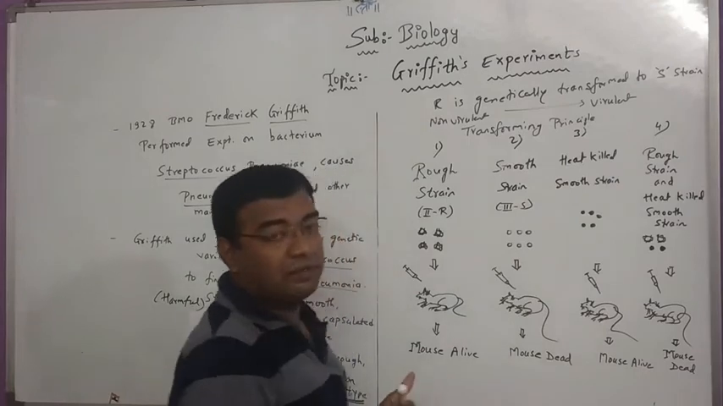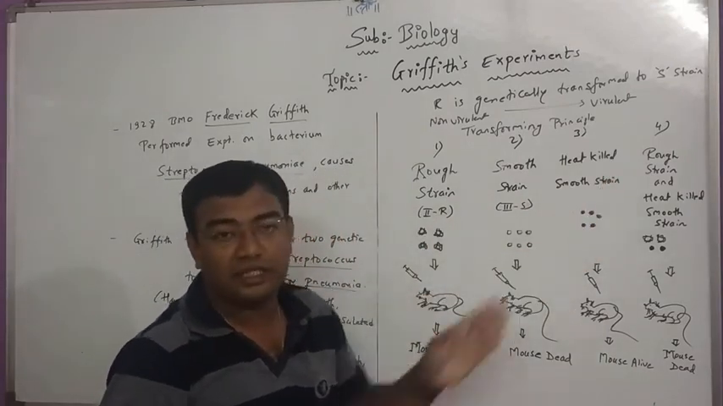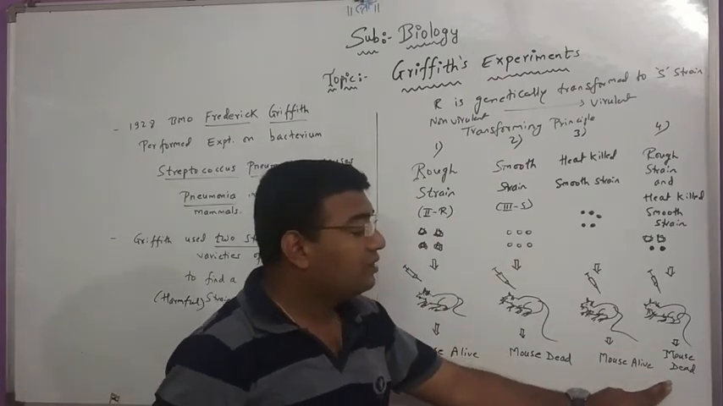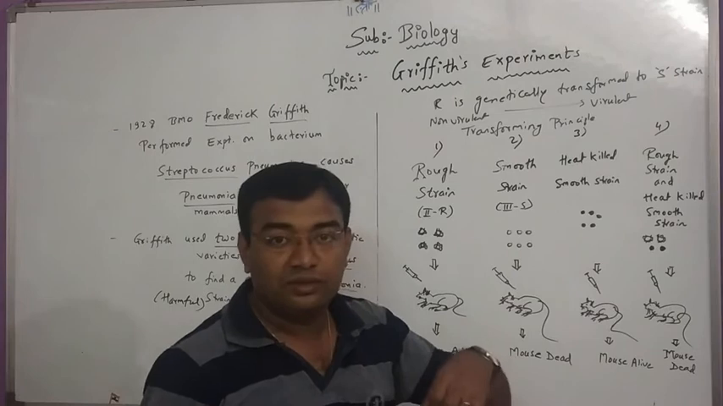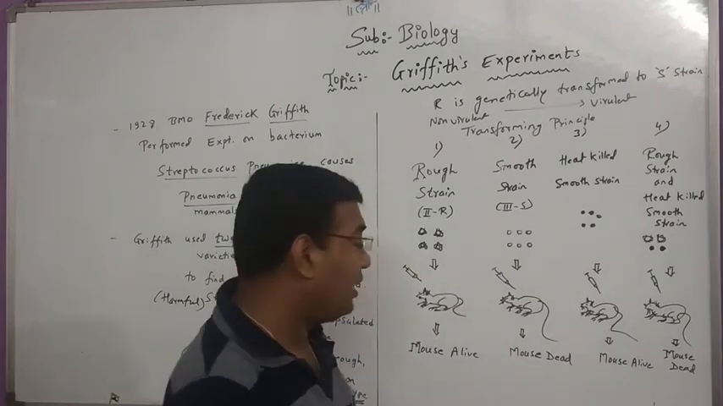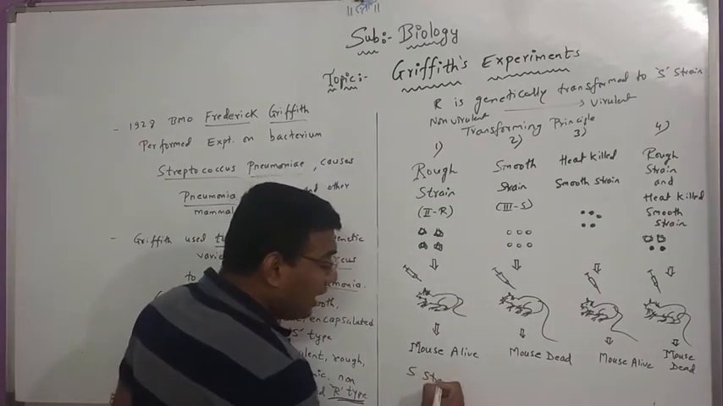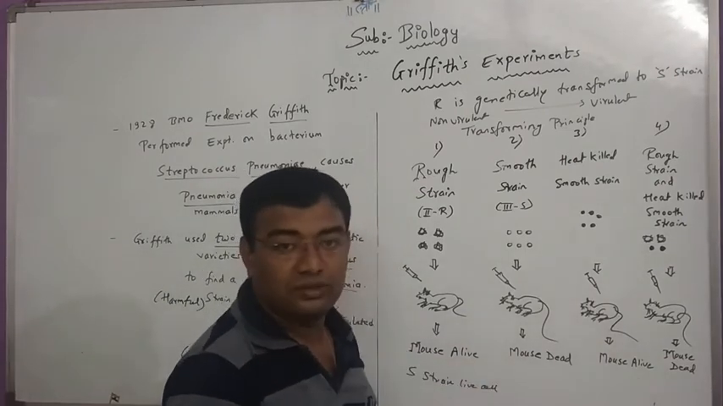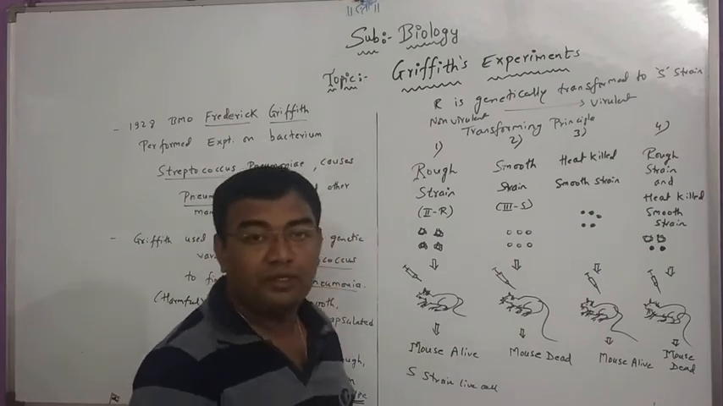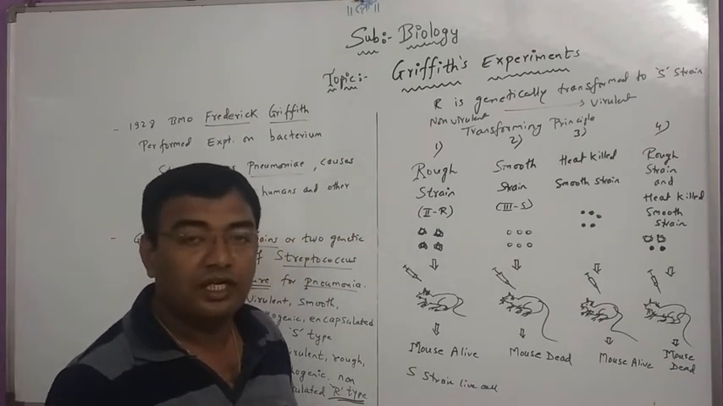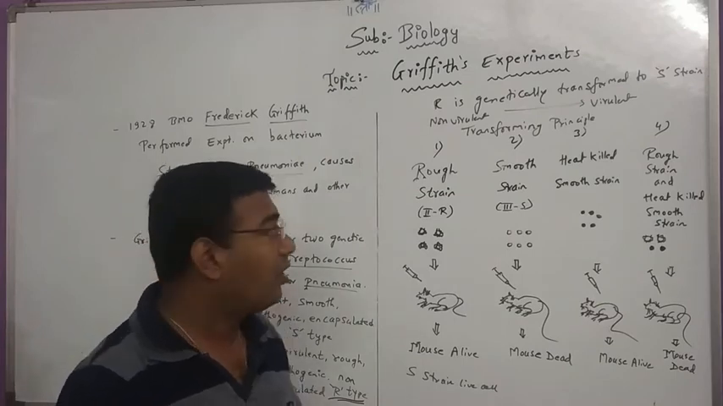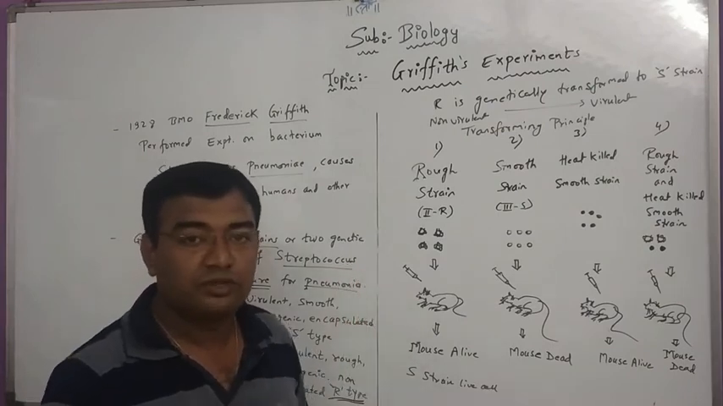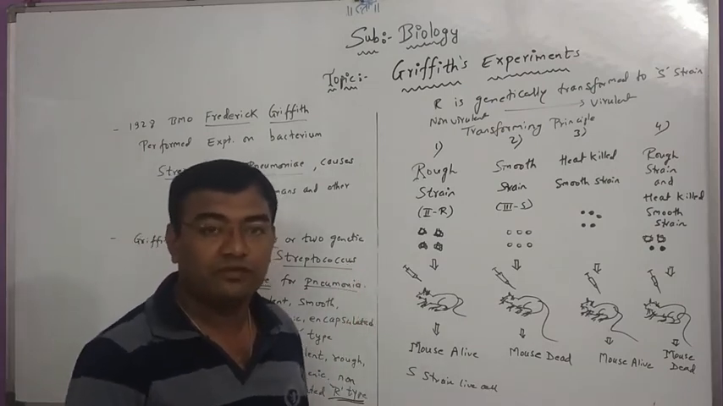This is a genetic concept: a non-virulent strain is transformed into a virulent one, which causes the death of the mouse. After the mouse died, the blood of the mouse was used to extract the strains, and at last he found live S strain cells from the dead mouse. In this way, Griffith performed his experiment on the mouse using two different strains, one rough and one smooth. I hope you have understood the experiment of Griffith. Thank you.